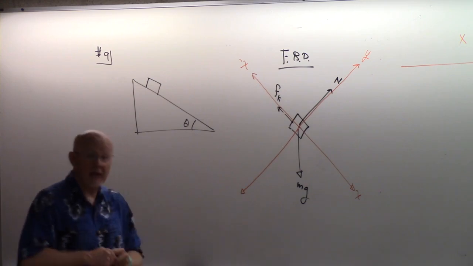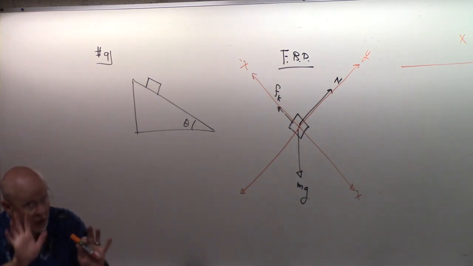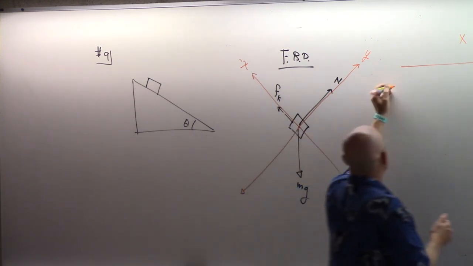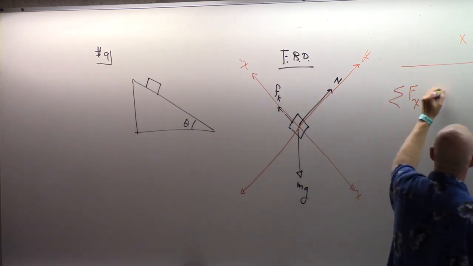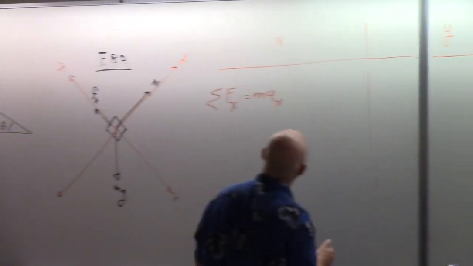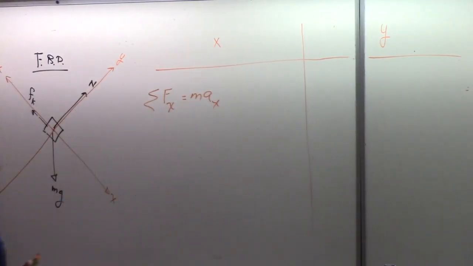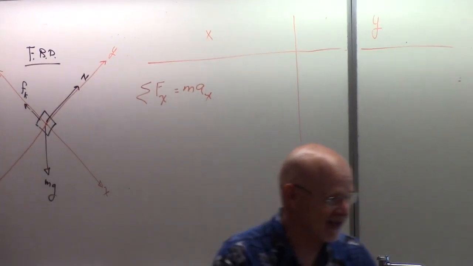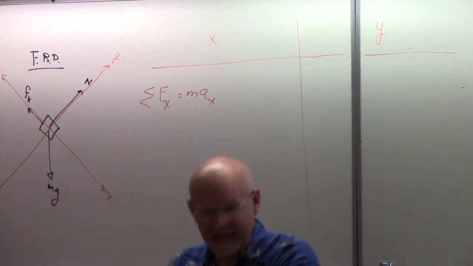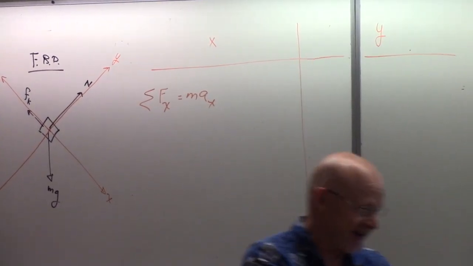Okay, so picking that grid, I can then write out the equations. I'm going to say the sum of the forces in the x direction equals mass times the acceleration in the x direction. Even though I call it the x direction, the reason for me to tilt the axis is because that is the total acceleration. I don't have to get an x and a y and then do Pythagorean's theorem.